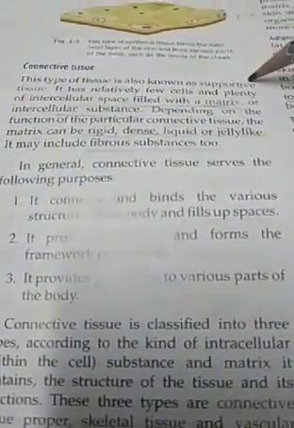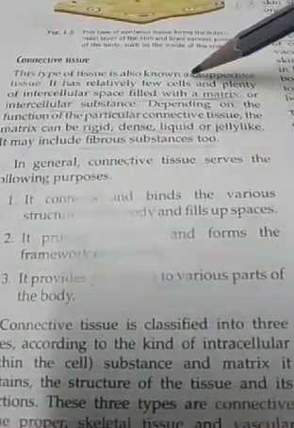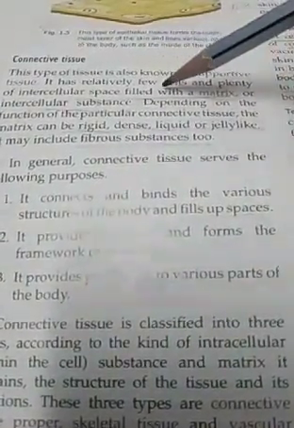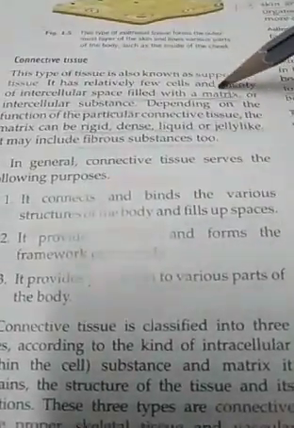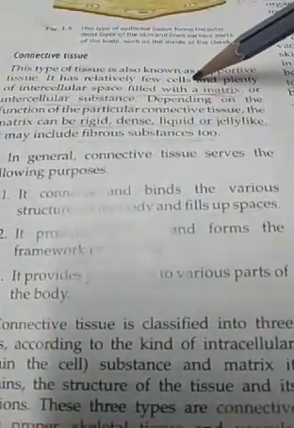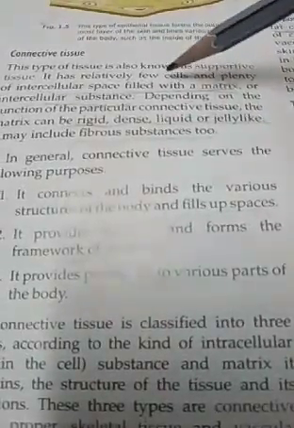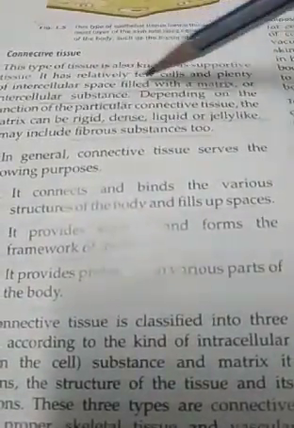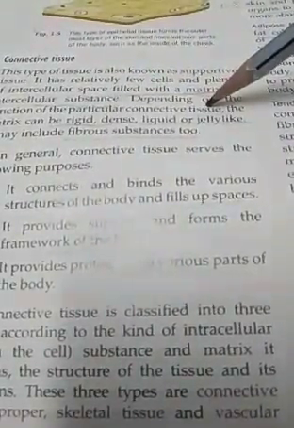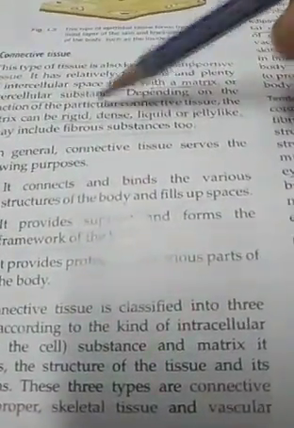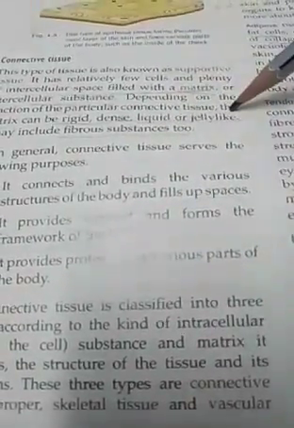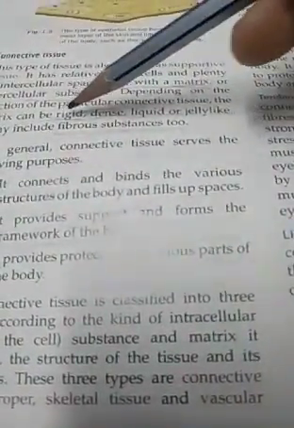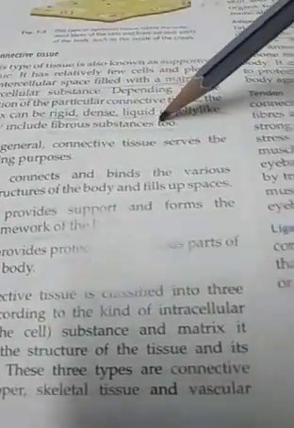This type of tissue is known as supportive tissue, and it has few cells and plenty of intercellular spaces filled with matrix. So in this connective tissue, cells are not large in number, and these cells are embedded in matrix. Matrix is also known as intercellular substance that fills the intercellular spaces. Now, depending on the function of the particular connective tissue, this matrix can be rigid, dense, liquid, or jelly-like. And this matrix may include fibrous substances.